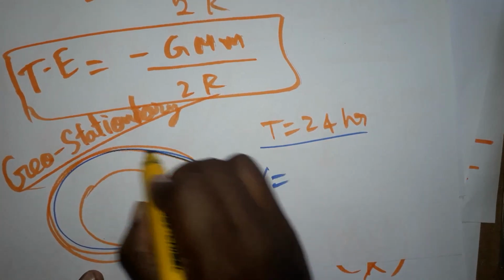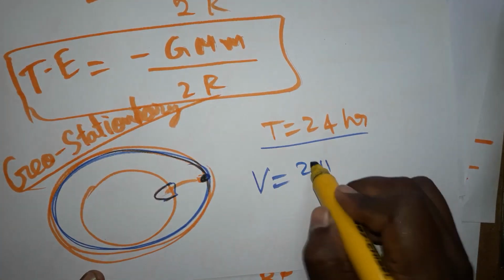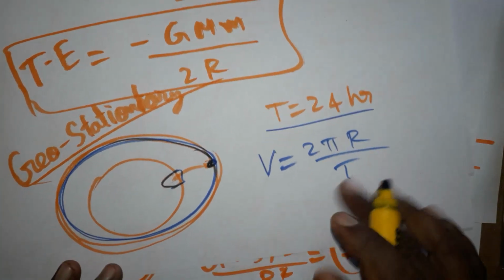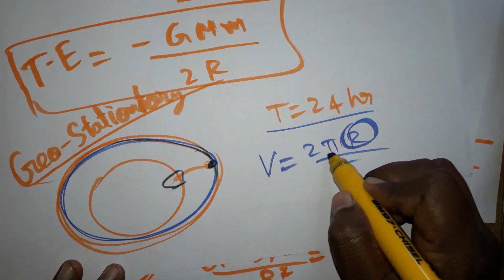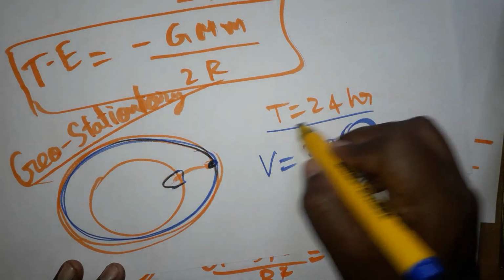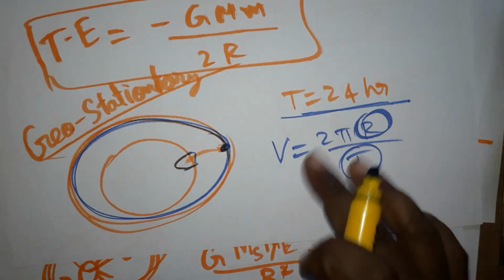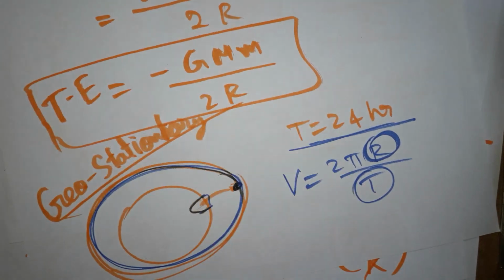Velocity is equal to the circumference of the circle, 2 pi r, divided by the time period. So 2 pi r is the distance, where r is the radius and pi is 3.14. The time period is 24 hours. Using this calculation you can find the velocity of a geostationary satellite. In total, I have completed all the concepts from the gravitation chapter.